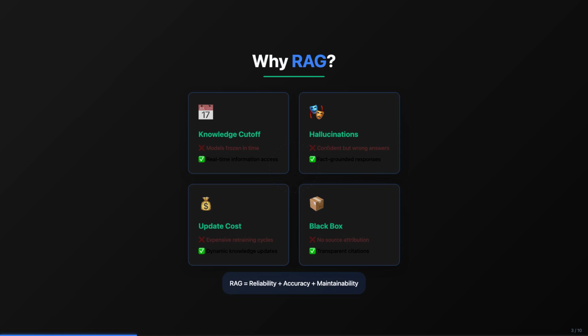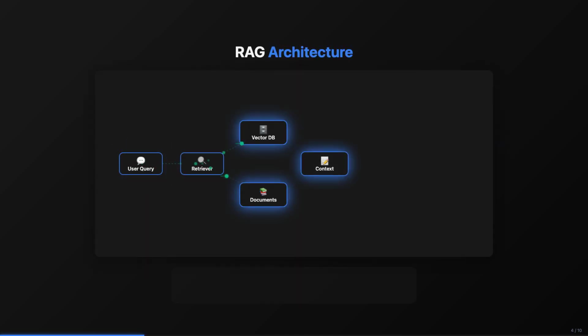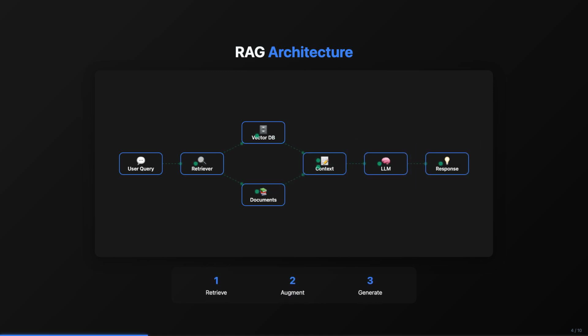To truly appreciate how RAG achieves this, let's examine its architecture. The RAG architecture is elegantly simple yet powerful. When a user submits a query, it first goes to a retriever component that searches through vector databases and document stores to find the most relevant information. The retrieved context is then combined with the original query and sent to a large language model. The LLM uses this augmented context to generate responses that are both accurate and grounded in factual information. This pipeline ensures responses are always backed by retrievable sources.